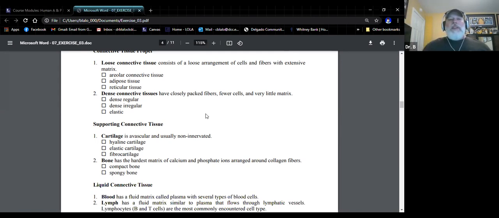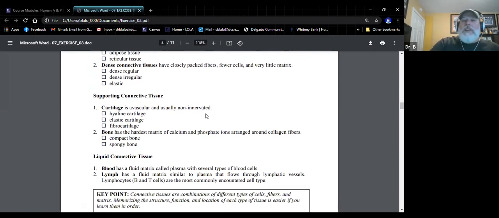Now, when we talk about connective tissues, we can basically break them down into three different categories. What we call connective tissue proper, which is broken down into two groups: loose connective tissue and dense connective tissue. The other can be broken into a supporting connective tissue, which is our cartilage and our bone. And then we have liquid connective tissue, which basically is our blood and our lymph. We're going to briefly talk about lymph when we talk about blood, but we're not going to identify lymph because there's really nothing to identify when you look at lymph. We'll explain that when we get there.